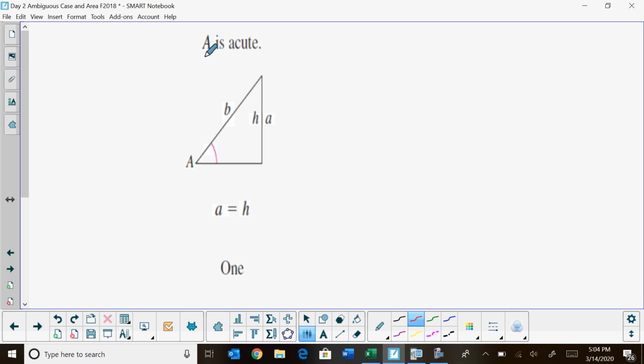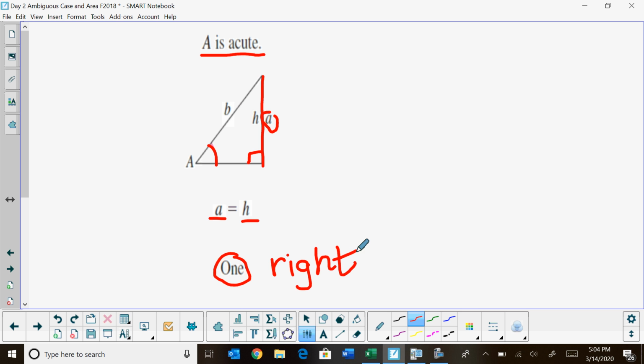Case number 2. A is still an acute angle, so we're still dealing with the acute angles. But the opposite side, little a, is equal to H. Well, if little a is equal to H, that means it is going to touch, but it's only going to touch in one place. And it's actually going to create a right triangle. So not only is it one triangle, but it's one right triangle. And usually you'll be able to recognize those. Those tend to be special right triangles. But that's going to be one possibility. So A equal to H is one triangle.